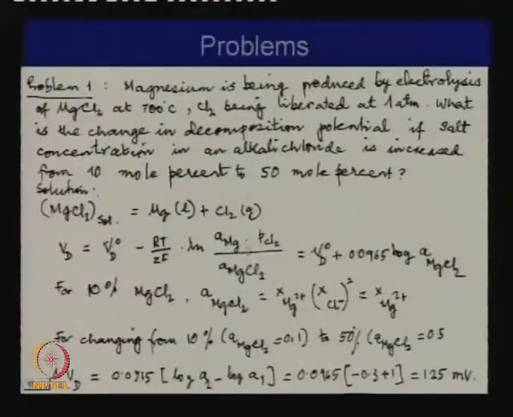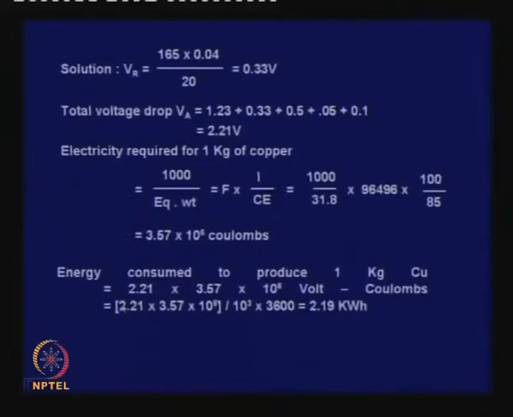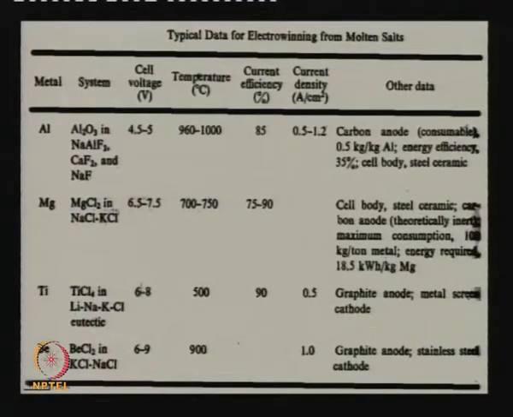Before that, I have given one or two simple problems, one for fused salt electrolysis, one for aqueous electrolysis. I have given some data for electrowinning from molten salts. The cell voltages in this case would be slightly higher, because you are dealing with more stable salts. At higher temperatures, your current efficiencies suffer, because other kinds of reaction can take place. Your energy efficiency would be lower.